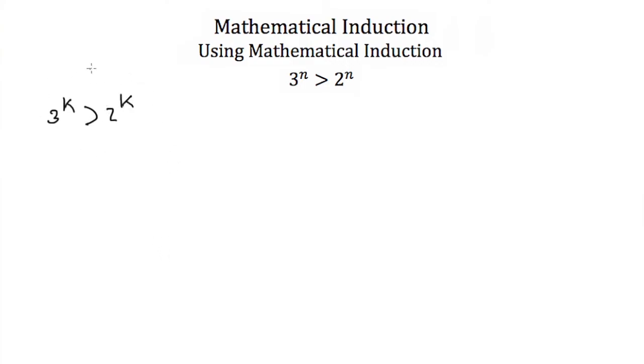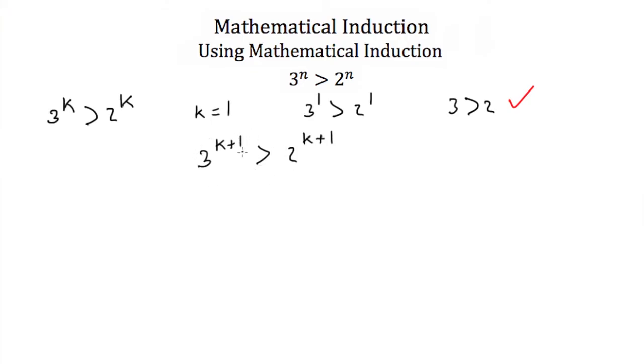And if this is true, then it has to be true for our first value of k, when k is equal to 1. So 3 to the 1 must be greater than 2 to the 1, which is 3 must be greater than 2. That makes sense. So we satisfy condition 1. Now we have to check condition 2. That assumes that it works for the next value after k. So 3 to the k plus 1 must be greater than 2 to the k plus 1.